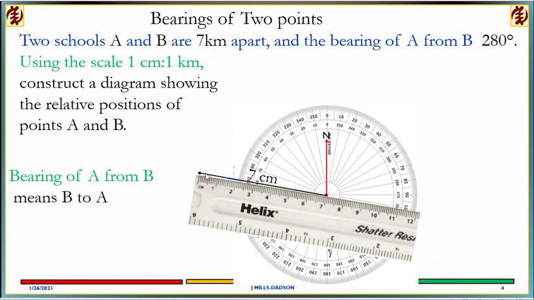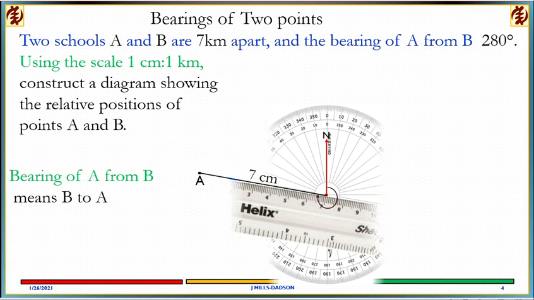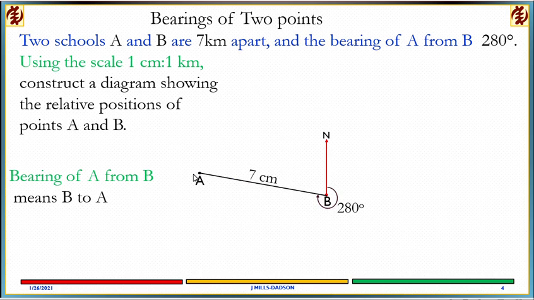As you can see, the end of the 7 cm is where the other point will be, which is point A. We've now been able to use scales to represent exactly what this wants us to do. Relative positions of A and B. This is where it's going to be like. Distance 7 cm, angle exactly 280 degrees. Okay. Now let's look at a typical exam question.